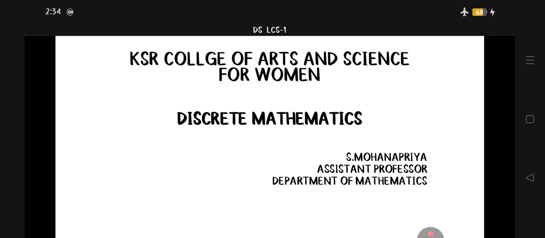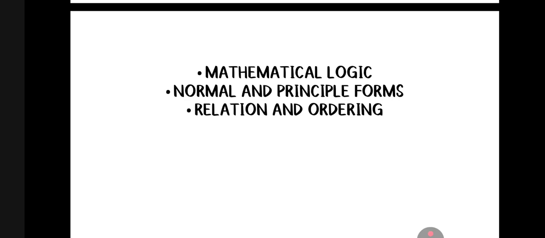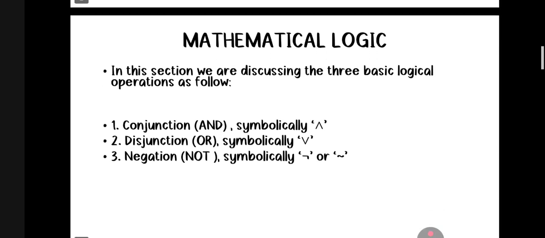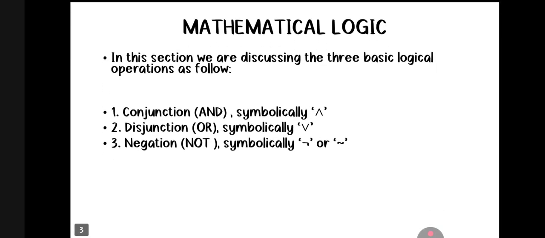Now we discuss the topic Discrete Mathematics. Some topics are mathematical logic, normal and principal forms, relation and ordering. First we discuss mathematical logic. In this session we are discussing three basic logical operations as follows. The logical operations are conjunction, disjunction, negation. Conjunction means the AND operator, disjunction means the OR operator, negation means the NOT operator.